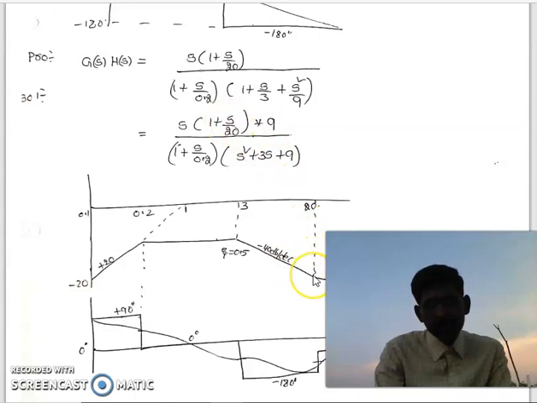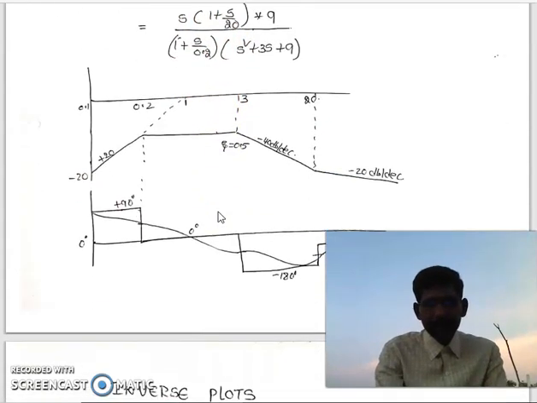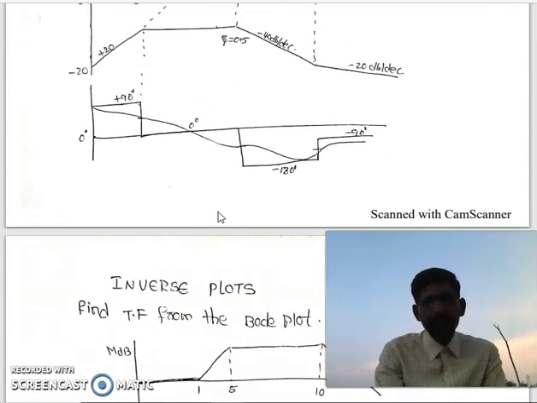So the slope should be increased by plus 20, minus 40 plus 20, minus 20 dB per decade. Similarly, for the angle, for each and every term we need to calculate the angle. To calculate the angle, the formula is tan inverse of imaginary part divided by real part. For these individual terms, we need to calculate the angle and plot the magnitude plot and phase plot.